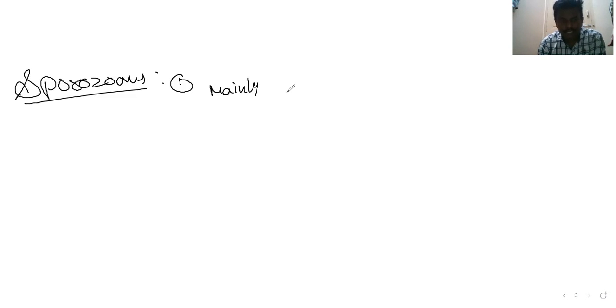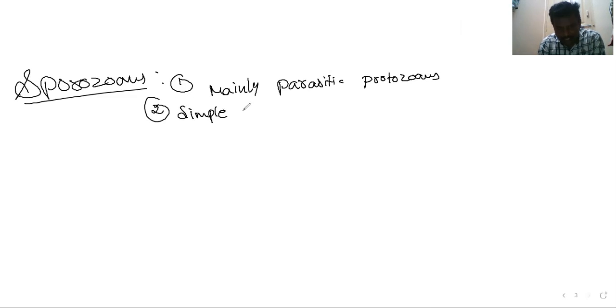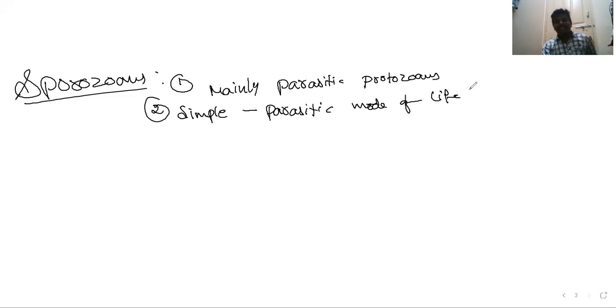Sporozoans are a group of parasitic protozoans. Generally, sporozoans have a very simple structure because of their parasitic mode of life. Parasitic means that they cause infections.